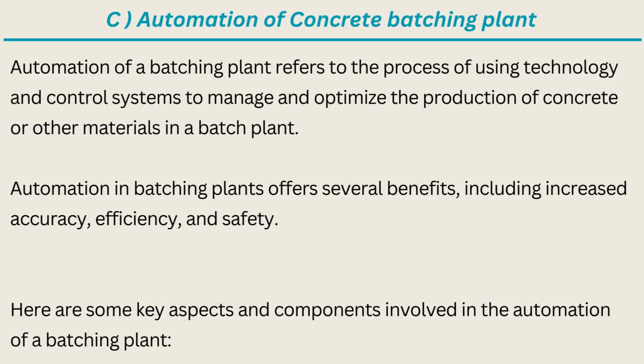C. Automation of concrete batching plant. Automation of a batching plant refers to the process of using technology and control systems to manage and optimize the production of concrete or other materials in a batch plant. Automation in batching plants offers several benefits, including increased accuracy, efficiency, and safety. Here are some key aspects and components involved in the automation of a batching plant.